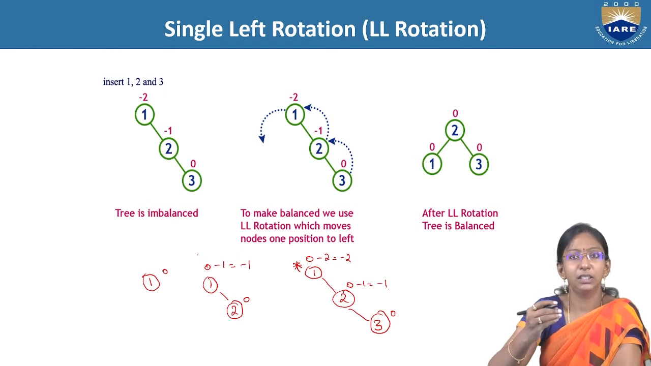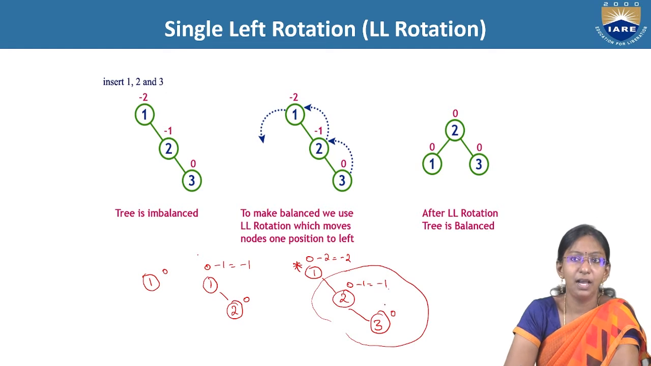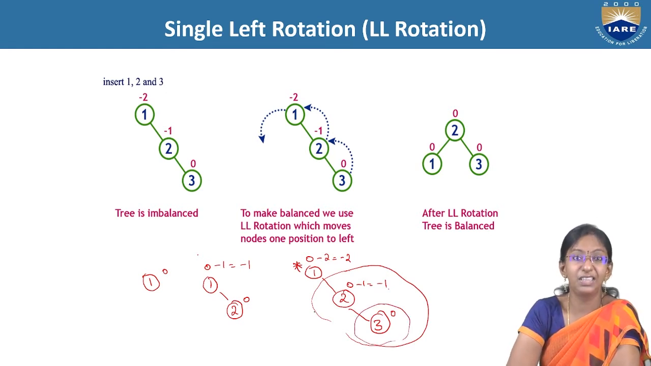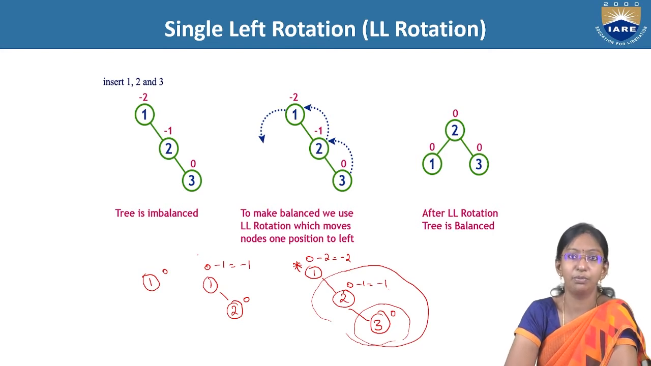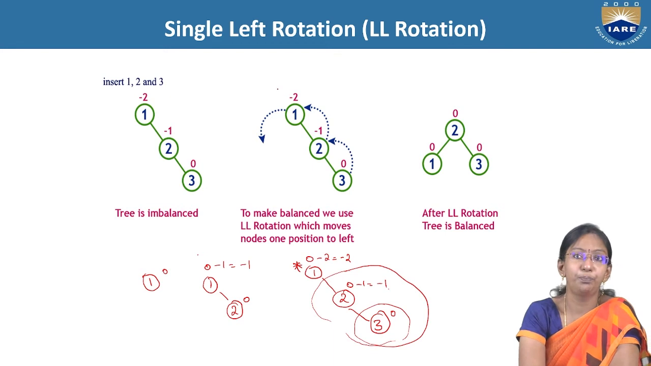Now, think in view of 1. Why did it lose its balance? Because of inserting in the right subtree, a new right node has come into the picture. Because of 3, 1 lost its balance. So, left rotate. So, pull 1 towards left.